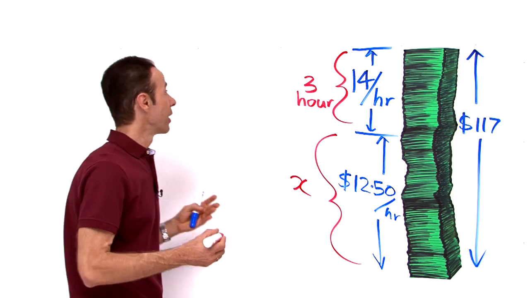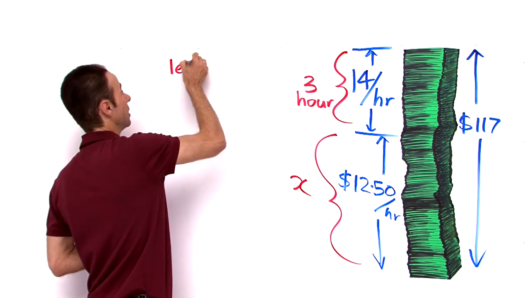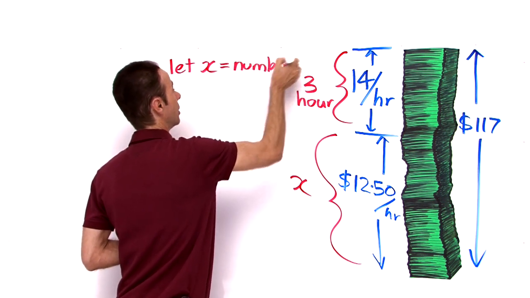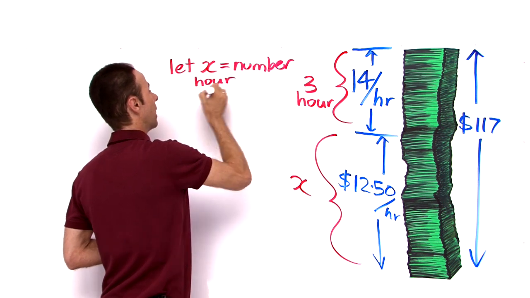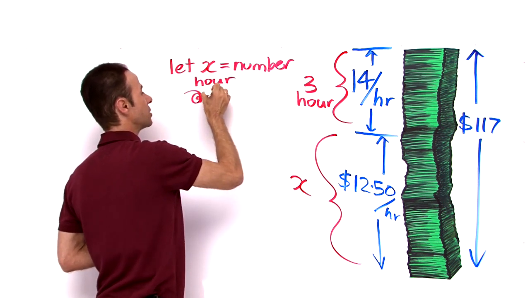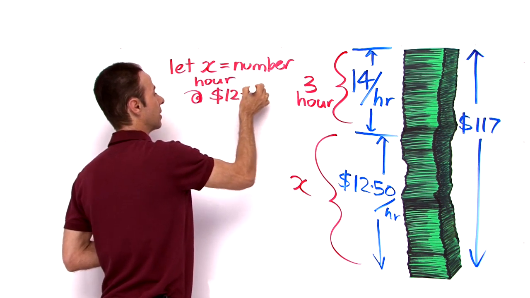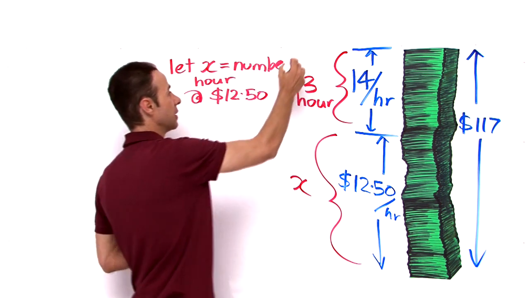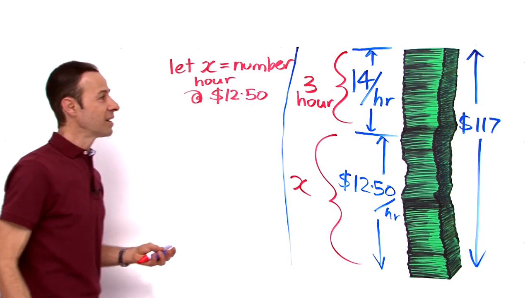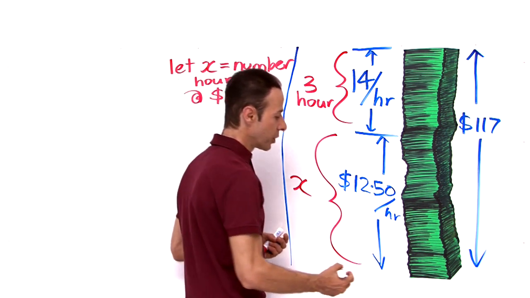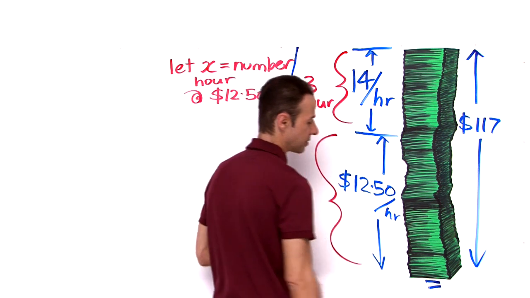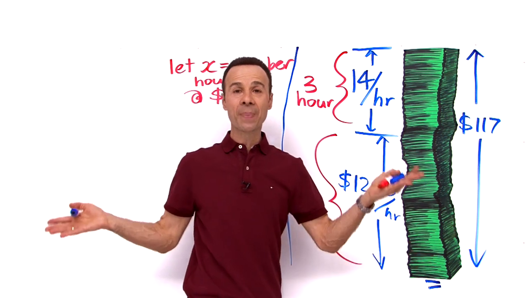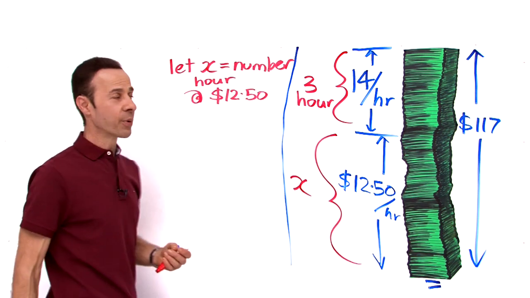So X is the variable, and I'll write it again here. Let X be number of hours. Number of hours at how much? $12.50. That's the part we don't know. X is the number of hours at $12.50 that we need to deduce. So let's start to form an equation. So I'm going to put an equal sign right here, right at the base. The left-hand side is going to equal the right-hand side, and we're going to balance that equation there. So this is how we're going to write it up.